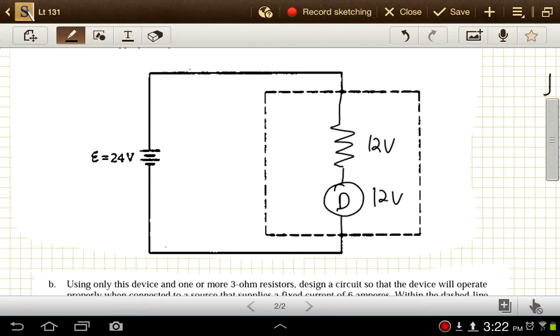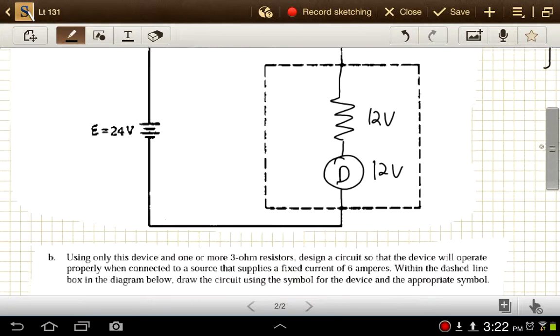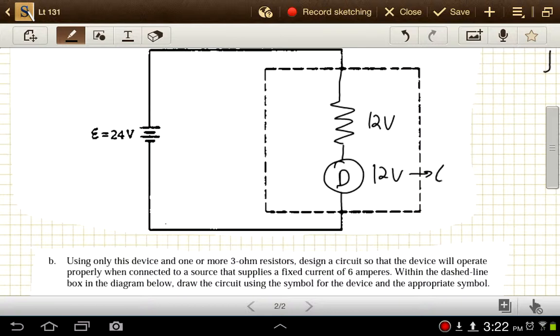Well, in order to figure that out, we need to know how much resistance our device D has. Since it has 12 volts across it and 2 amps through it for proper operation, V equals IR. So R is equal to V over I, 12 volts over 2 amps, which is 6 ohms. So this has to also be 6 ohms for the resistance. And if we've got 6 ohms there, and that's 12 volts, you can see that this would be 6 ohms as well.